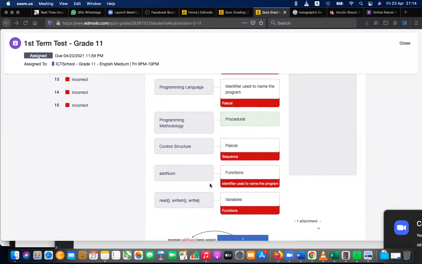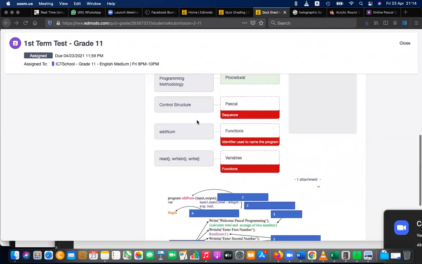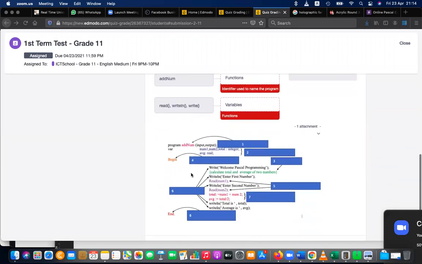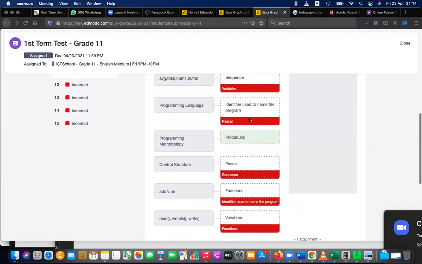And adnum is the program name, right? It's an identifier used to name the program. And read, write, and writeln, what are these? These are called functions. If you have brackets like these, those are called functions. So the correct answers are highlighted in red color.